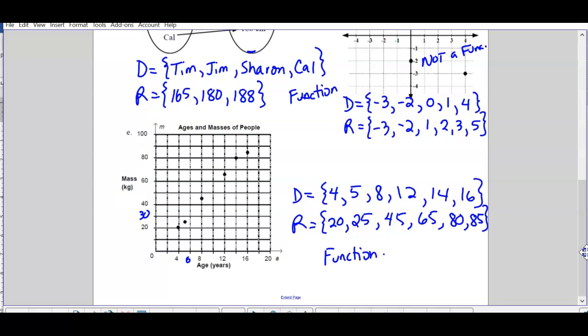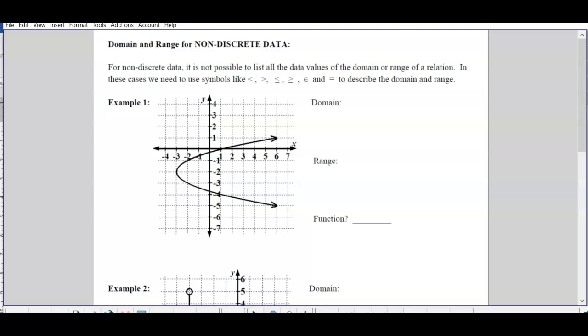All right, so now let's look at non-discrete data. These will usually be on graphs, or maybe an equation is given to you. For non-discrete data, it is not possible to list all the data values of the domain or range of a relation. In these cases, we will need to use symbols: inequality symbols, equal signs, and this funny looking E, that's a Greek E, it means element of, to describe the domain and range.